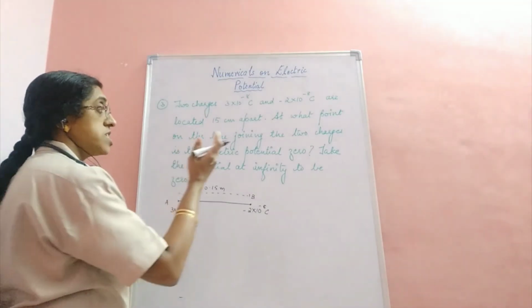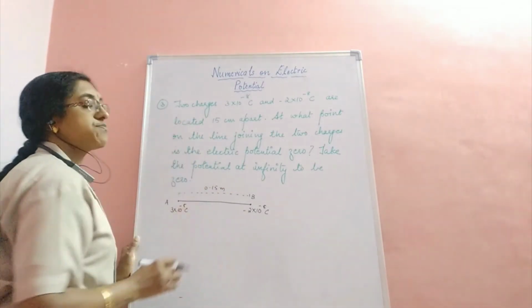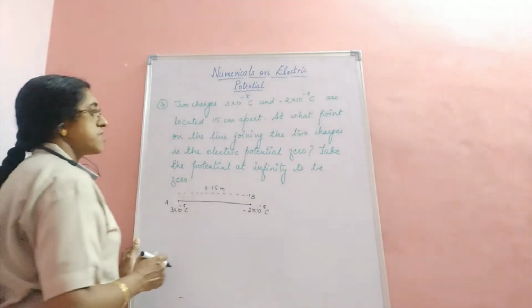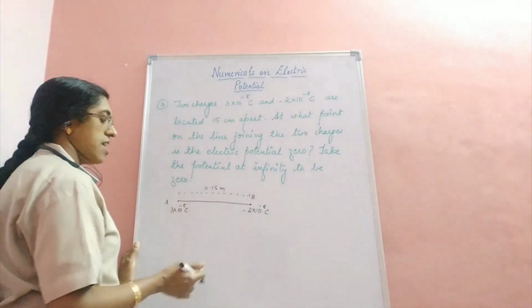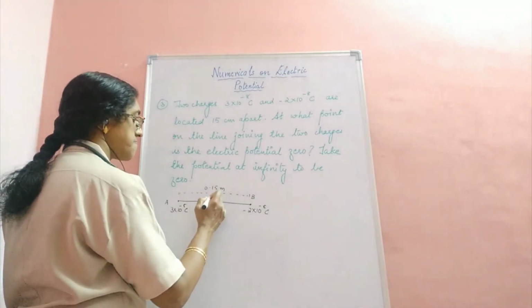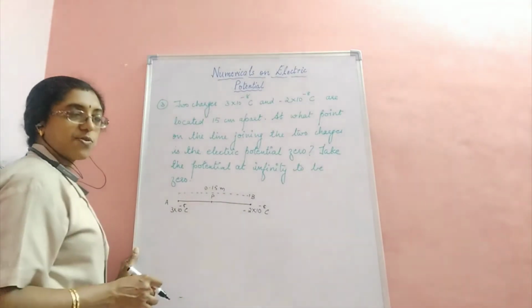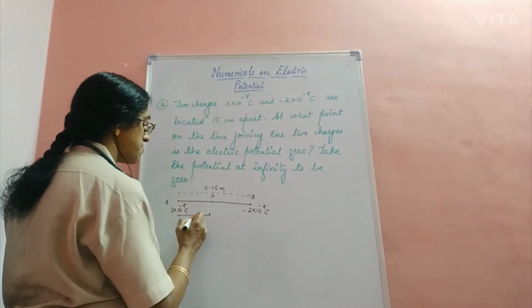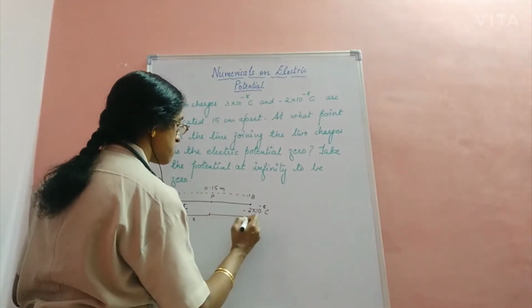Now they have not specified at what point exactly the point P lies, so we can take it anywhere. The electric potential at infinity is taken to be 0. Now let me suppose that the point P lies somewhere here. Now the distance between the two charges is 0.15 meter and I am supposing this distance to be equal to x.